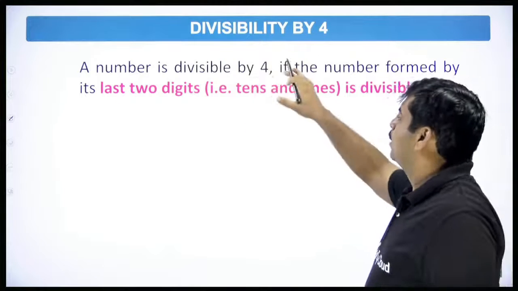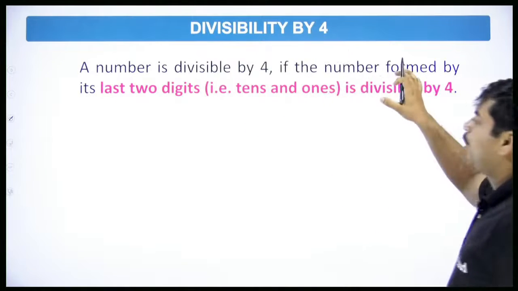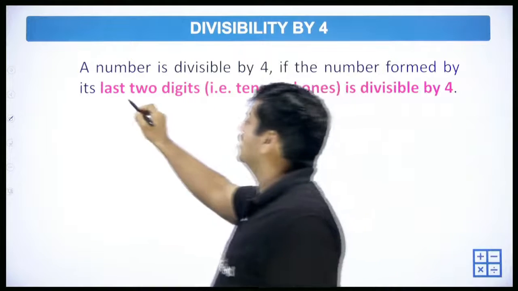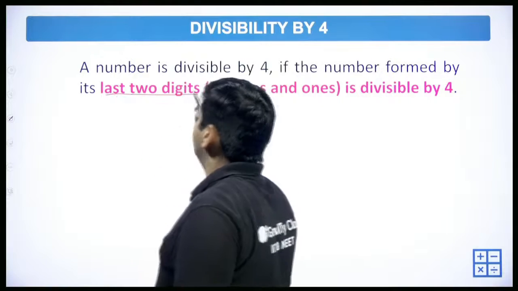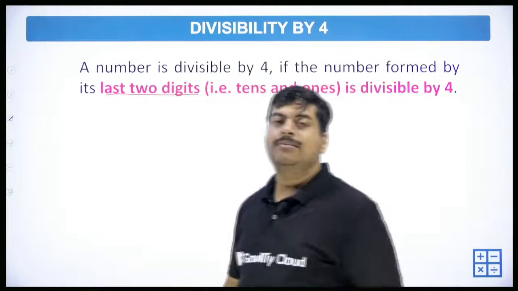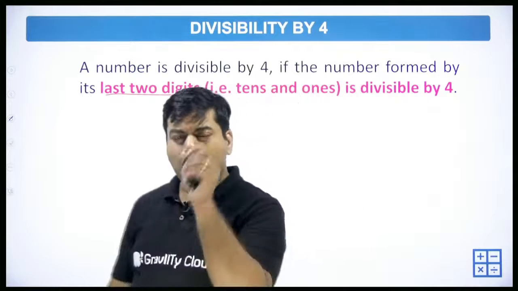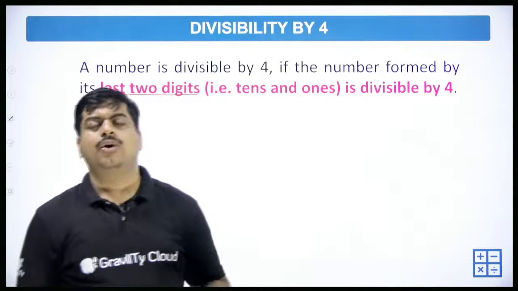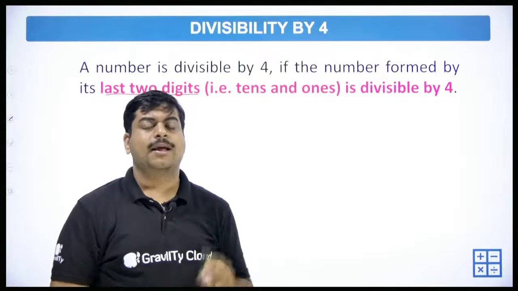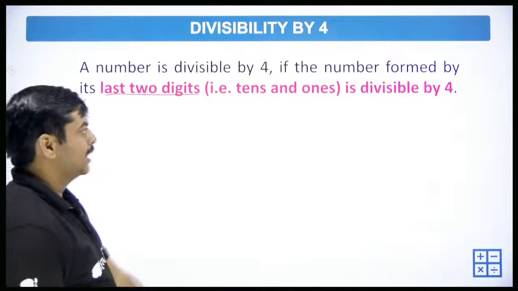A number is divisible by 4 if the number formed by the last 2 digits is divisible by 4. Only the last 2 digits are enough. No need to go for all the other digits. Last 2 digits. See carefully here.